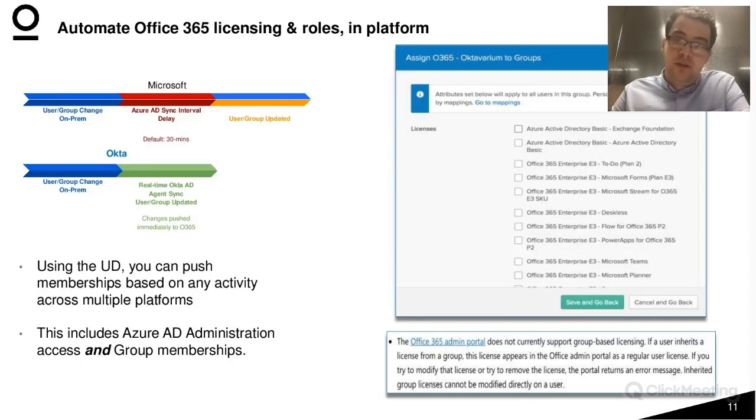Now, by using the group rules and dynamic groups inside of Okta, I can start to push that out to systems that don't traditionally assign licenses, right? It also gives you a single pane of glass for Azure AD group license administration.